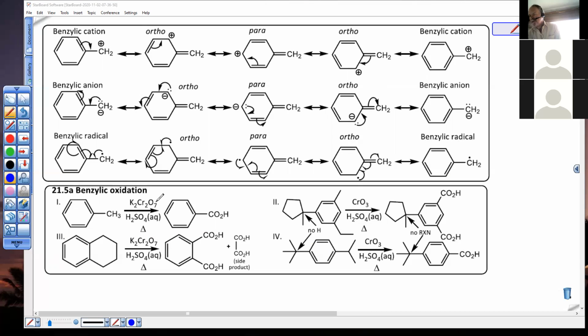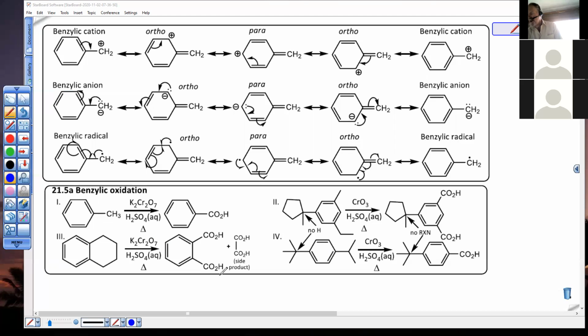Dichromate looks familiar. Sulfuric acid, water, and heat. The heat's very important here. Without heat, you get nothing. No reaction. If you have a benzylic carbon with at least one hydrogen, at least one. Here we have 3. We have an abundance of hydrogens on the benzylic position. You will oxidize that carbon all the way to a carboxylic acid. That happens here. It happens here when we have 2 H's on the benzylic position, and it happens to both of those carbons at the benzylic position.